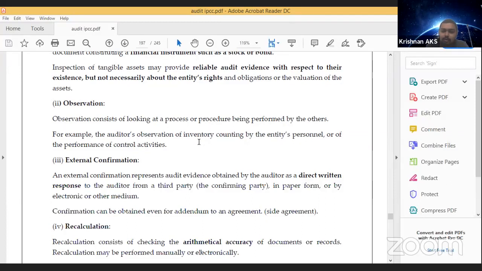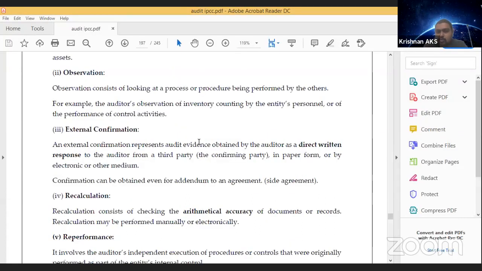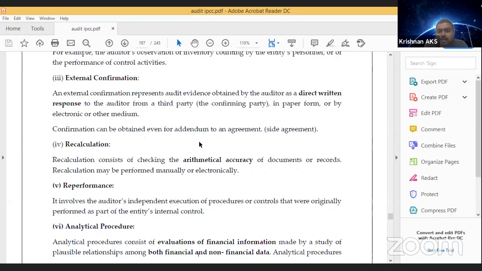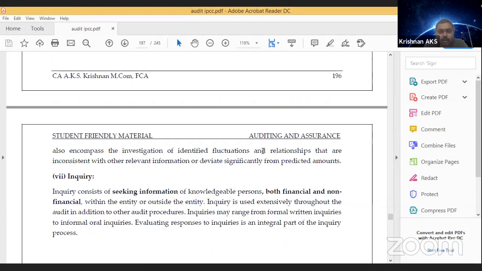Then re-performance. The internal control procedures that they said they have implemented, you should re-perform and see whether you are satisfied. Then analytical procedure, comparing the previous year figure with the current year figure, and financial data with non-financial data, like trend analysis. Then inquiry. Inquiry is asking various questions.